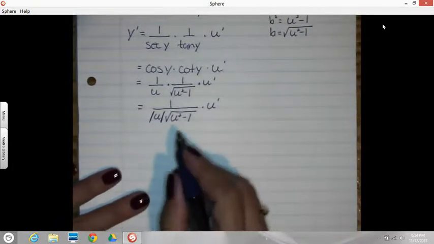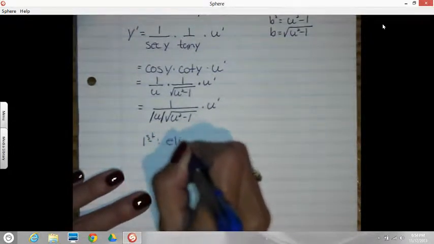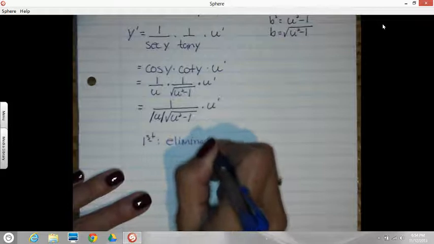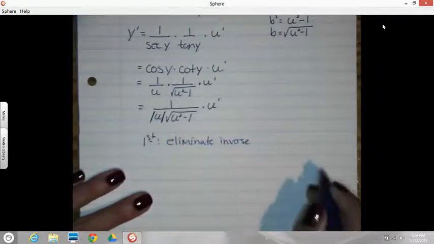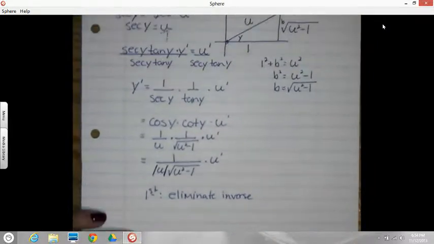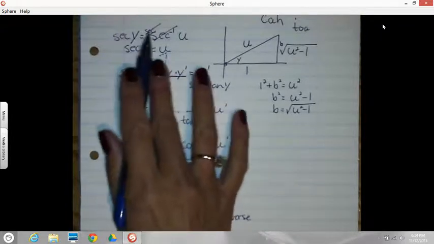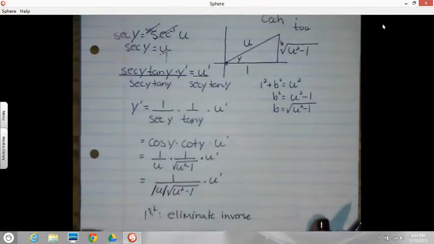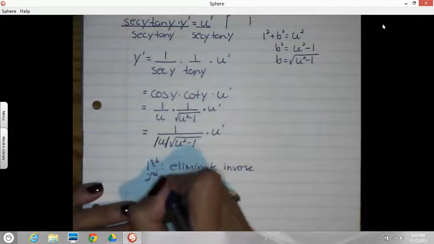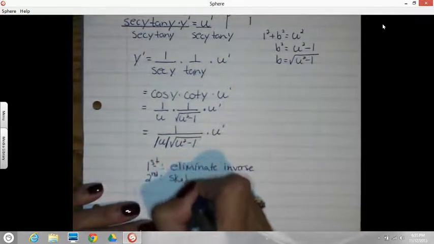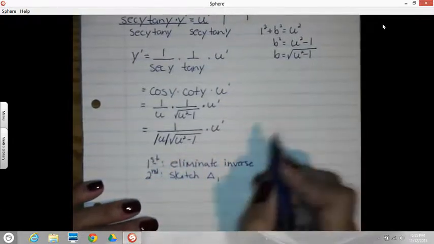So the first thing you do is eliminate the inverse, and you do that by taking the whatever inverse function it is, you do the full function on both sides that doesn't have the inverse. Then that'll cancel those out. Then sketch your triangle. Find the missing side with Pythagorean theorem.